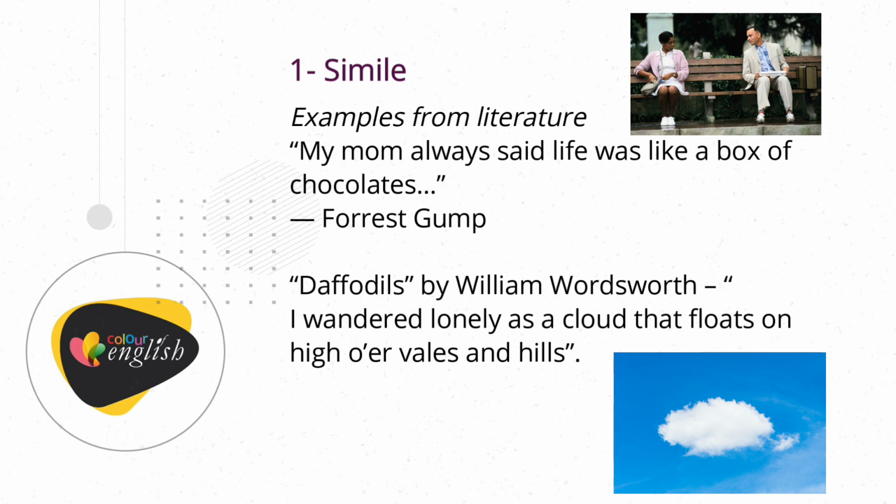Another example is, I wandered lonely as a cloud that floats on high over vales and hills, in Daffodils by William Wordsworth. Here the author has compared himself with a cloud using the word as. I wandered lonely as a cloud. So the poet has compared himself with a cloud. So in this way, in simile, two things are compared using the words like and as.